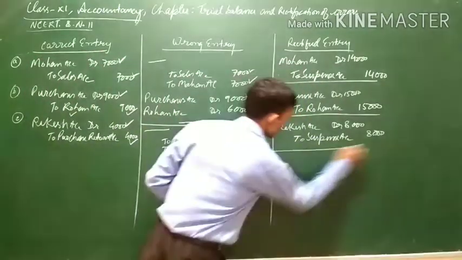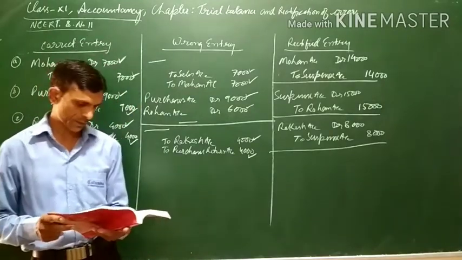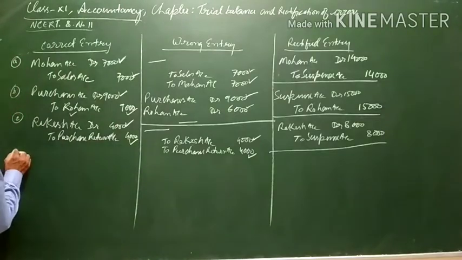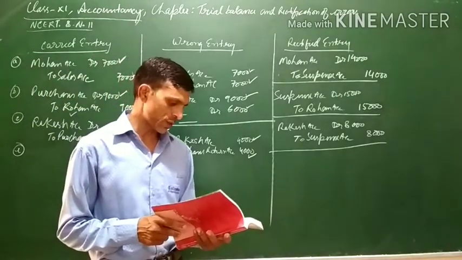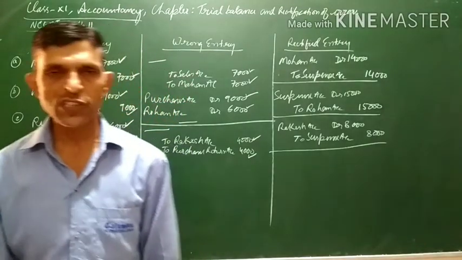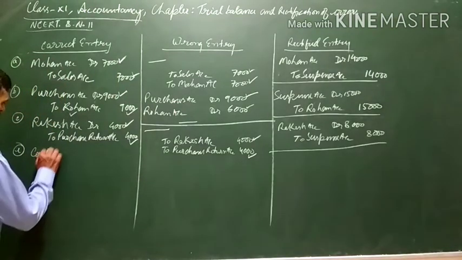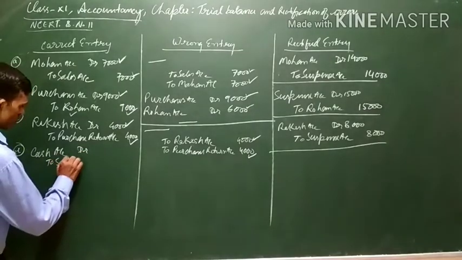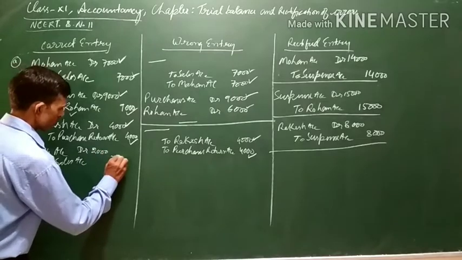Now this is C. Now let us do the next one. Question E we are doing. We are leaving the D part. Question E: cash sales 2,000 are posted to the debit of sales account as 5,000. Cash sales 2,000. When you are selling goods and receiving cash, the entry will be cash account debit to sales account. Amount is 2,000.